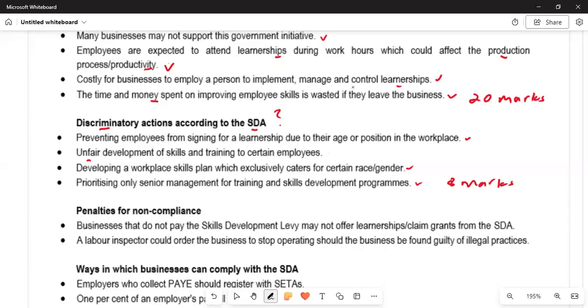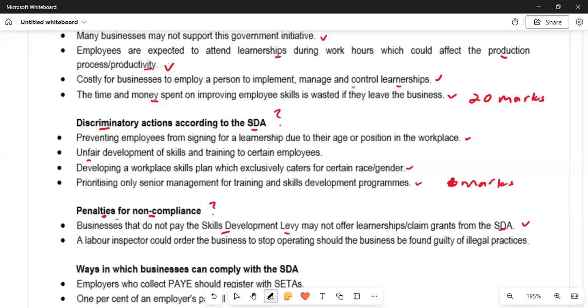And compliance. If the organization, the enterprise, the business is not complying with this act, what are the penalties that they are to face? If a business does not pay the skills development levy, it may not offer learnerships. We did talk about the levy, the money that you pay to SETAs so that you as an organization will be able to provide training programs. If you do not pay this levy, you are not going to be allowed to provide the learnerships. It simply says you are not going to be able to claim the grants from the SETA.